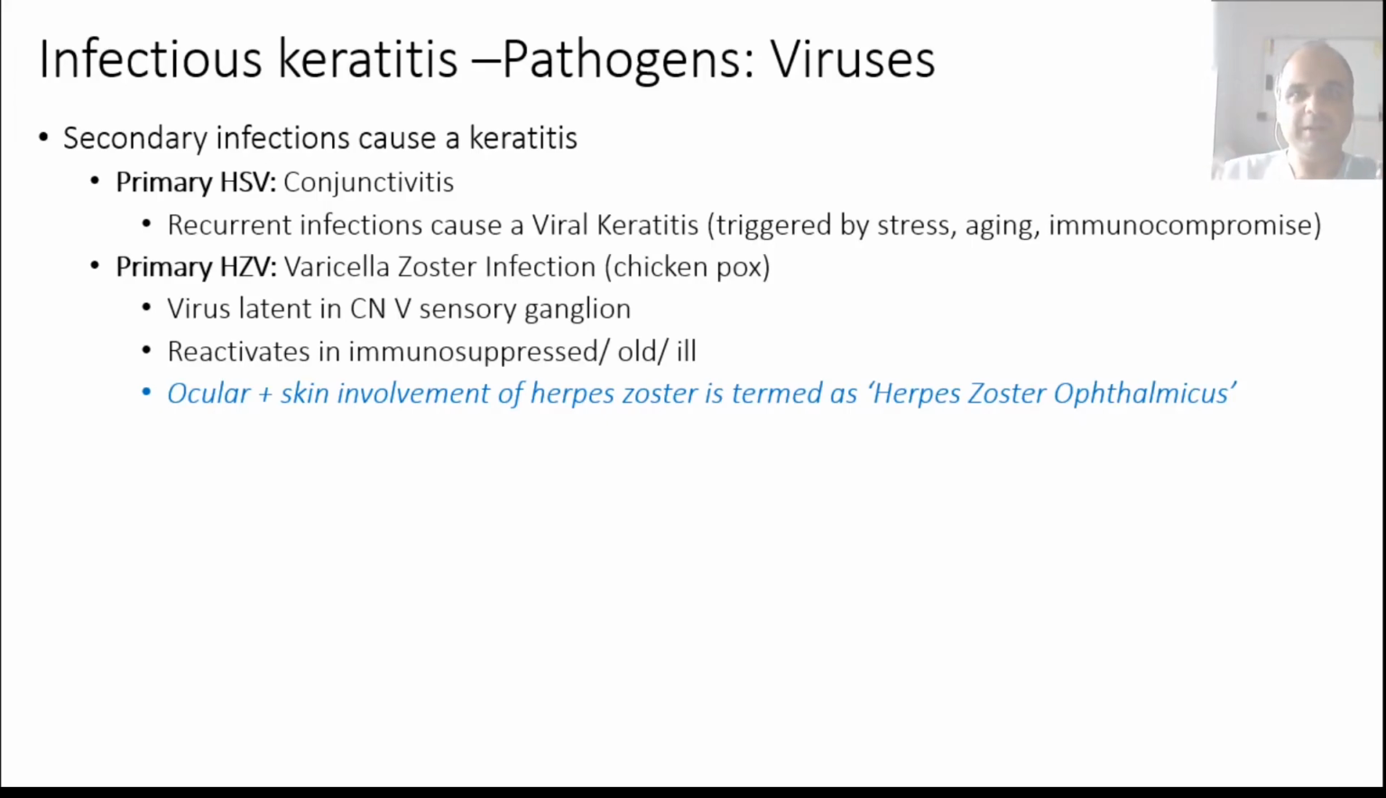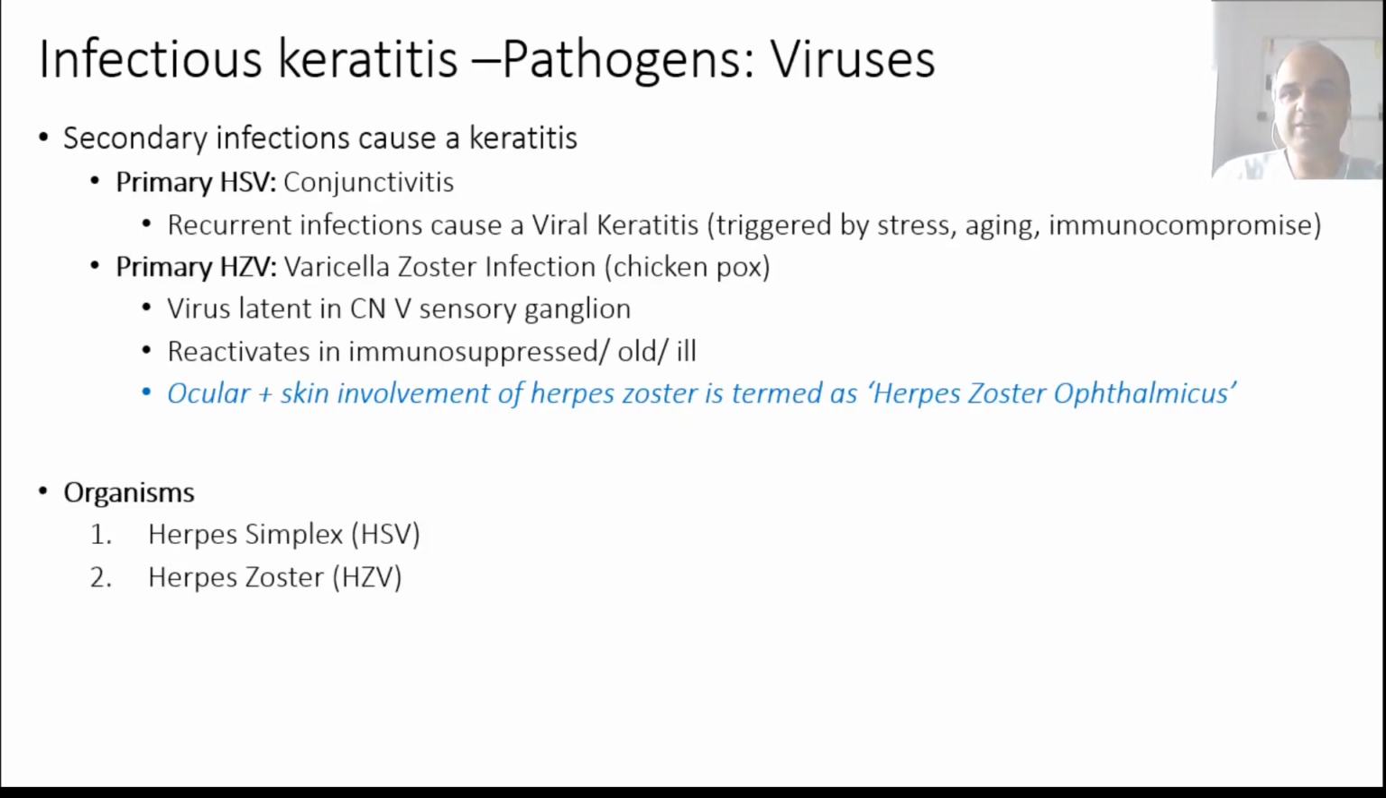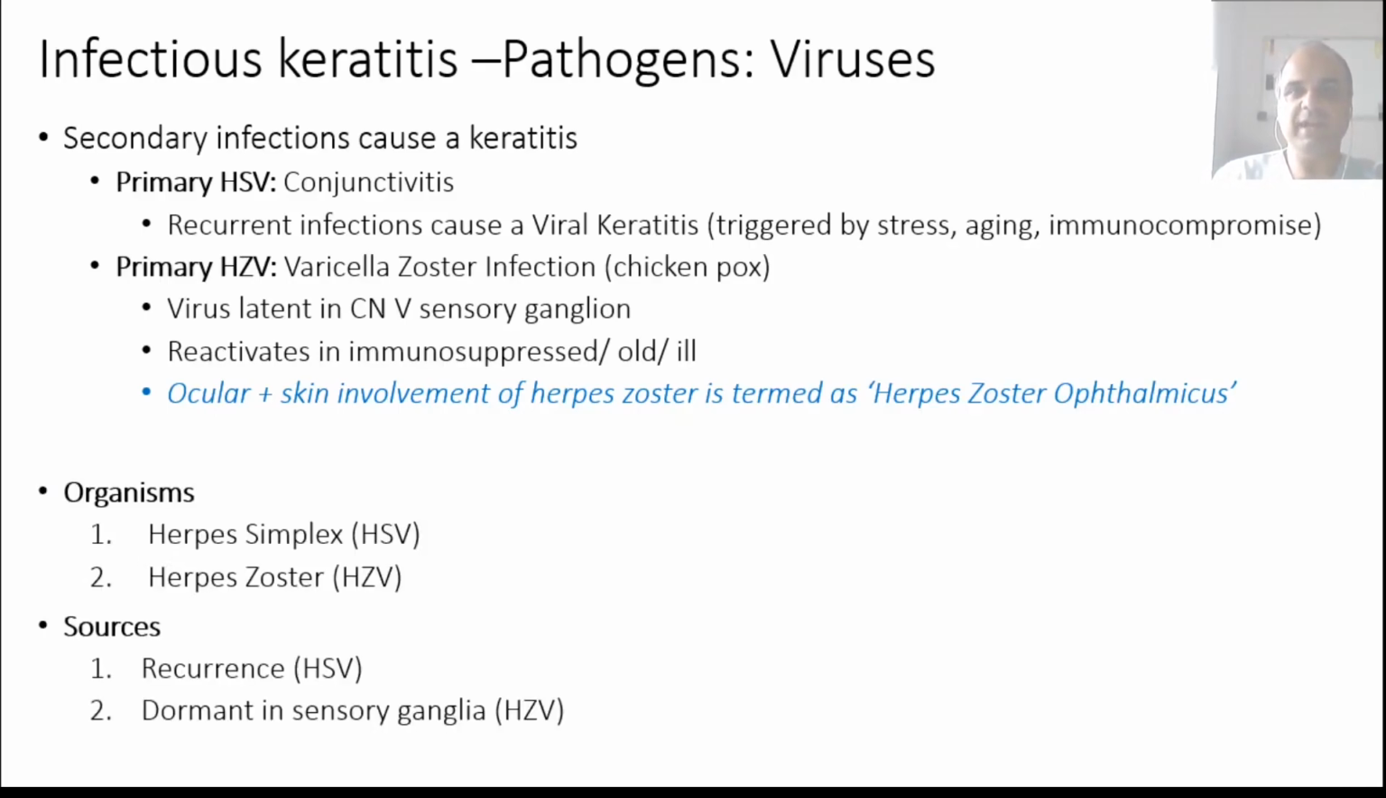Possible skin involvement. And if your eye and skin are both involved in a herpes zoster infection, it's called a herpes zoster ophthalmicus. And we'll see these when we talk about how these patients present. The organisms are herpes simplex and herpes zoster. For herpes simplex, it's a recurrence of infection. For herpes zoster, it's the dormancy in a sensory root ganglion that reactivates because of the reasons that we just talked about.